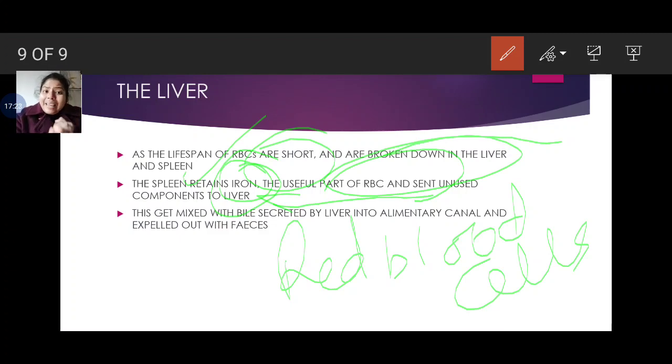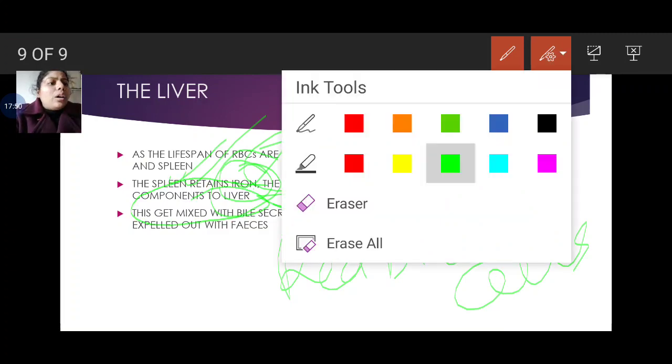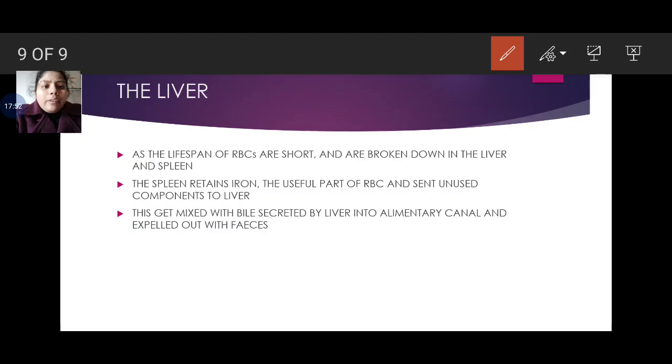As the spleen takes part in the breakdown of the red blood cell, it also facilitates the formation of the red blood cells. So that means it keeps the component, that is iron, to recycle and use it to form new red blood cells. But the unuseful component which is sent to the liver, what happens to those things?